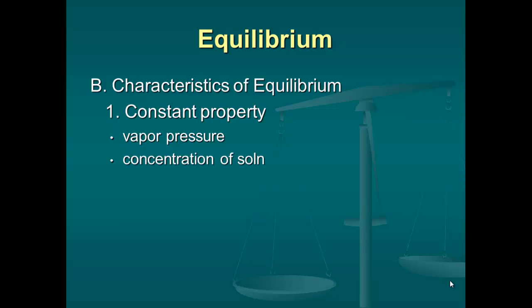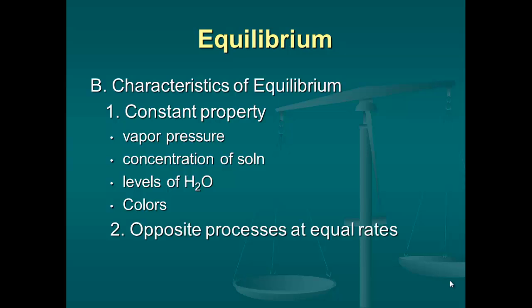You could also have this with the concentration of a solution when you measure molarity of something. And with your equilibrium game, it was your water levels. Your water levels stayed the same once you got to equilibrium. With the new lab that we're in the middle of, you know your equilibrium is reached when your color stops changing. So your color is constant. The second characteristic of an equilibrium is opposite processes at equal rates. You have to have some kind of forward reaction and some kind of backward reaction, and they have to be happening at the same rate.